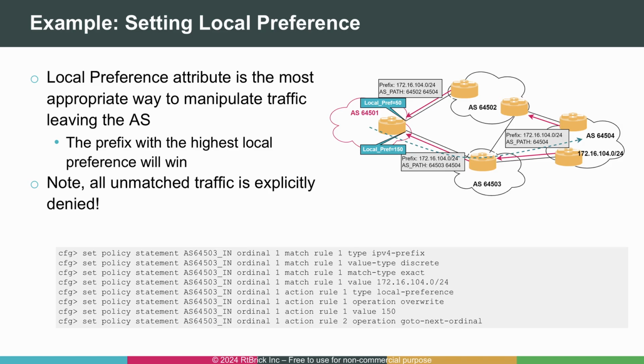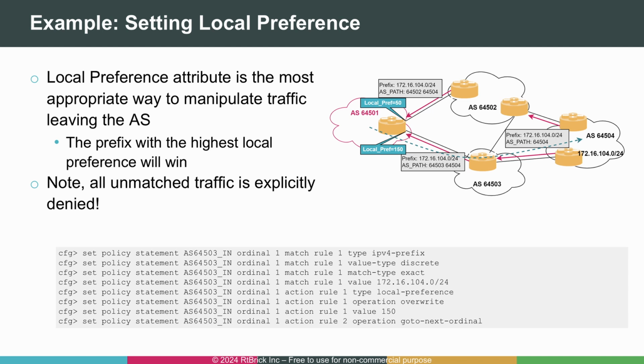AS64501 receives a prefix from AS64504 through two transit autonomous systems, AS64502 and AS64503. Suppose AS64503 offers lower transit costs. In that case, we want to prioritize it and treat AS64502 as a backup. To do this, we set the local preference to 150 for AS64503 because with local preference, higher values win.